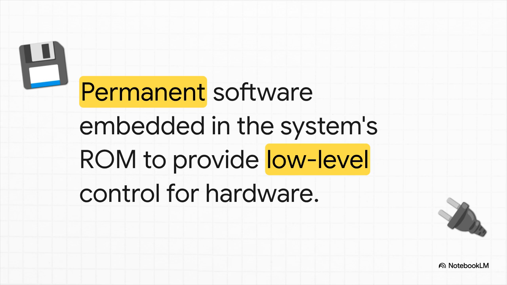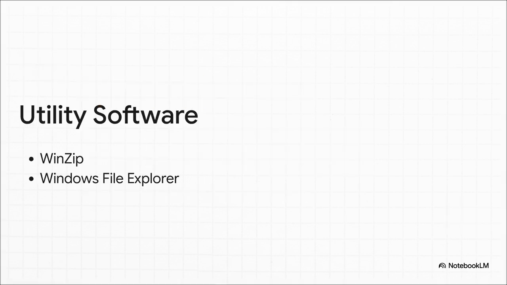You'll find firmware everywhere, in computer peripherals, everyday consumer appliances, and all sorts of embedded systems. To wrap up our system section, we have utility software. Now, technically, a computer will run even if it doesn't have utility software. But believe me, you absolutely want them to exist.